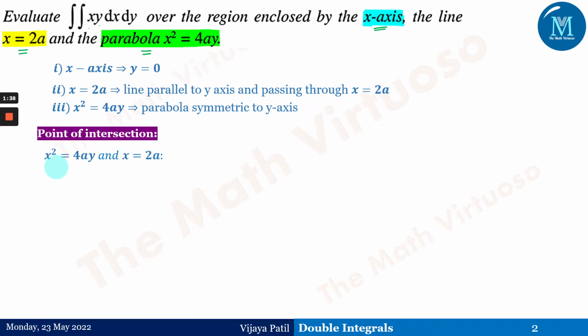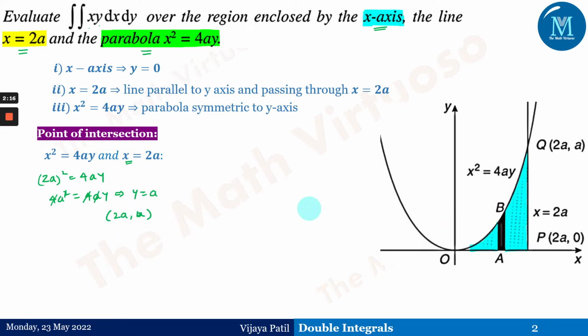Now if you observe here, x square equals 4ay and x equals 2a. If I put the value of x in this equation, that gives us 2a the whole square equals 4ay. That means 4a square equals 4ay. So 4a, and this a will go off and we will remain with y equals a as the value of y. That means these two curves will intersect at the point (2a, a). This is the point of intersection of these two curves.